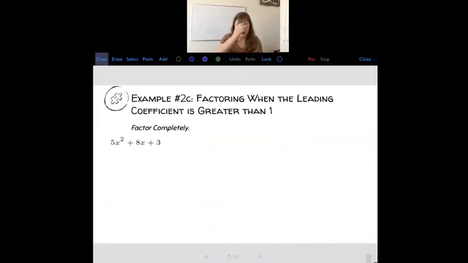Last method is what I'll call the x method. This has been helpful in the past for some. And note, you just need to choose one of these ways to factor completely when a is greater than 1. I'm not necessarily going to ask for a specific way. These are just different options that you can choose from.